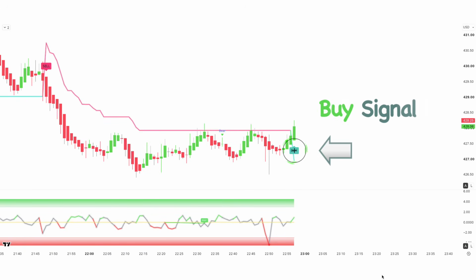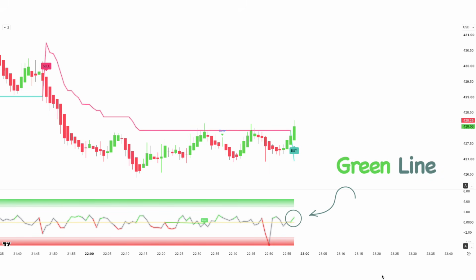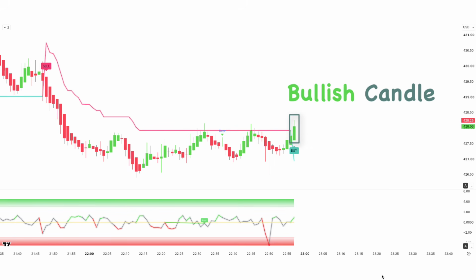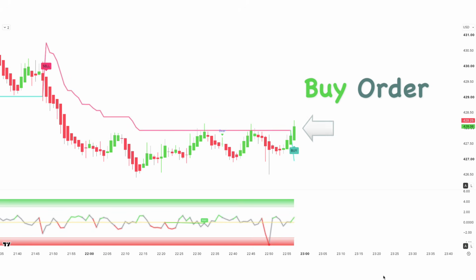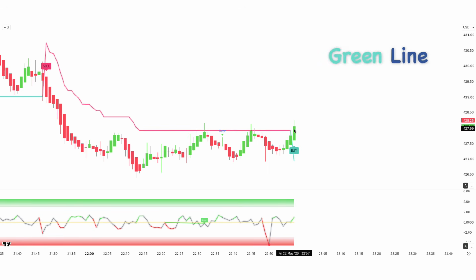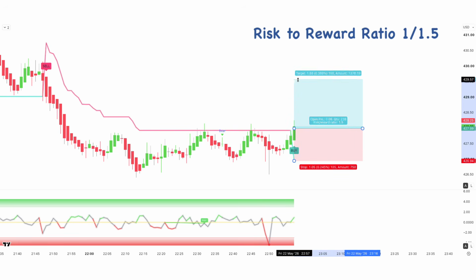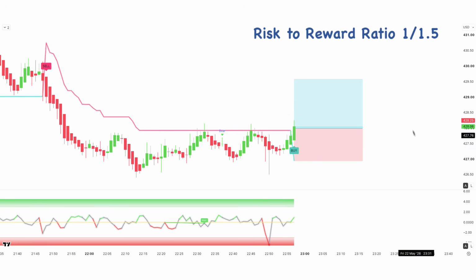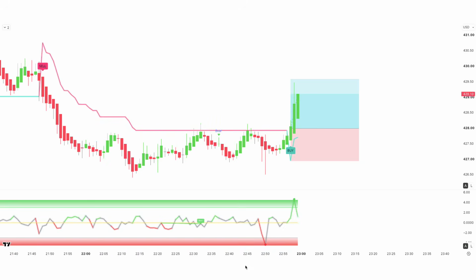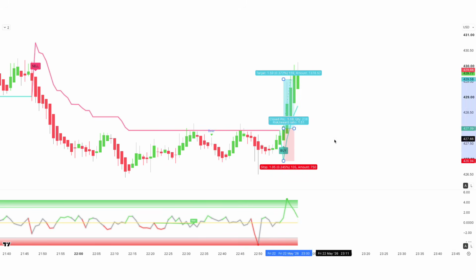When the Adaptive Supertrend Regime Filter shows a label up, this is a buy signal. When the green line of the Range Expansion Divergence Oscillator is above the zero line, and the market forms a bullish candle, if this condition is fulfilled, then we will place a buy order. Our stop loss is to be placed at the turquoise green line. And the risk to reward ratio will be 1:1.5. The market has completely hit the target.